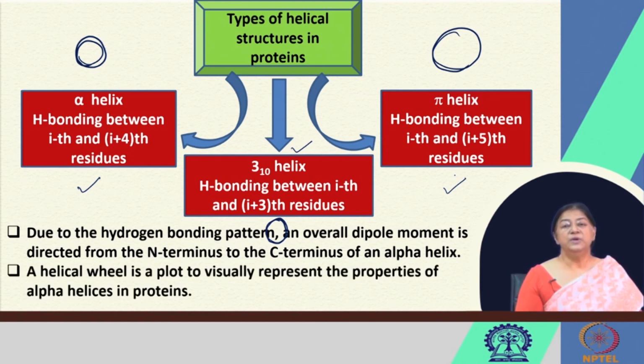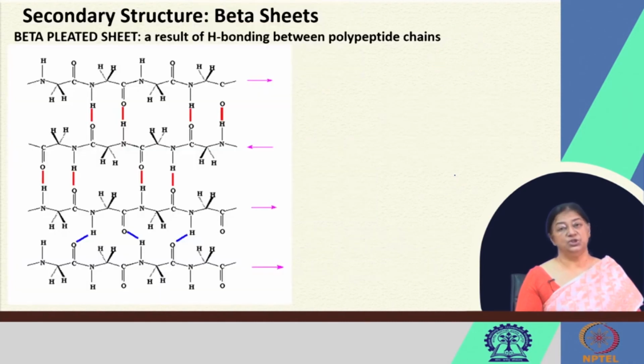Now, what we can do is we can plot what is called a helical wheel to visually represent the alpha helix, which we will see in a moment after our discussion on beta sheets.